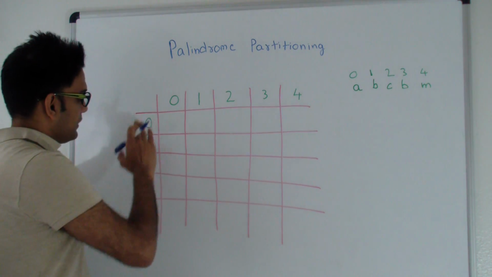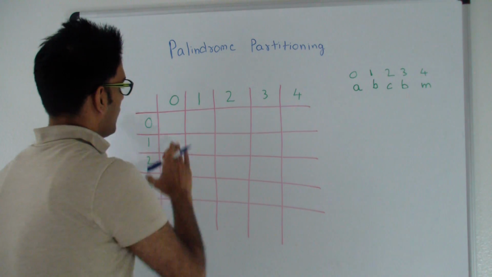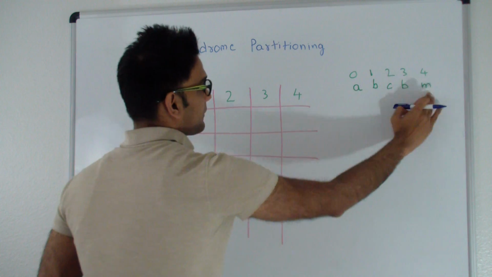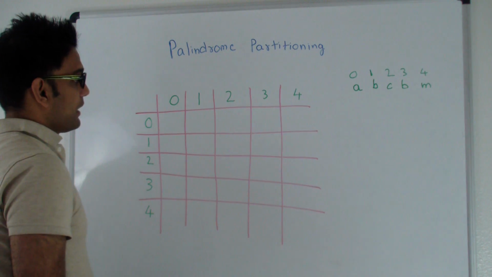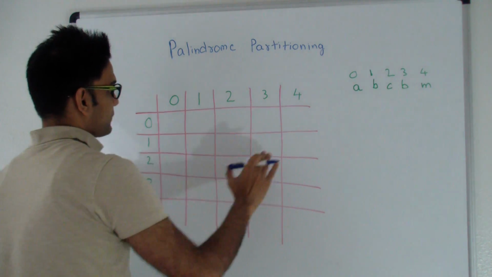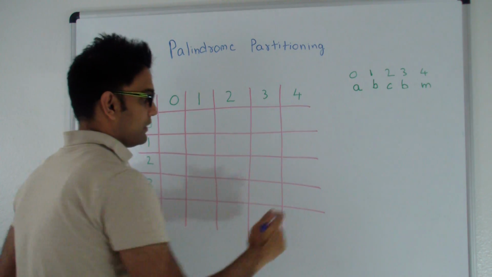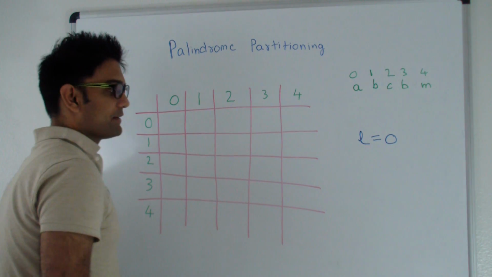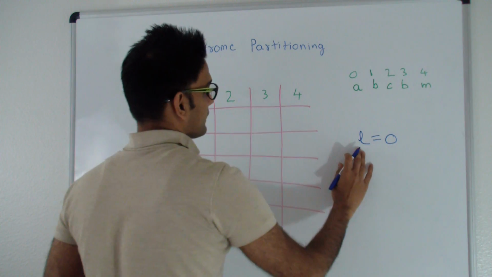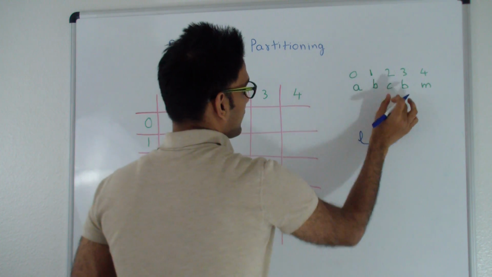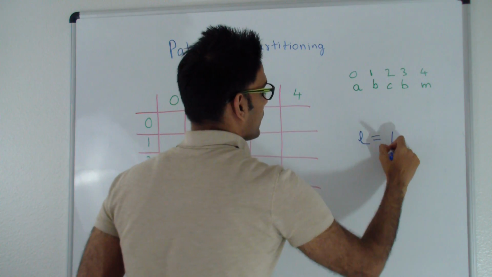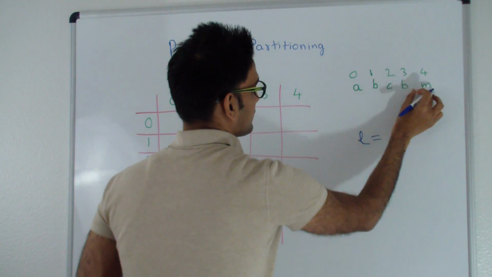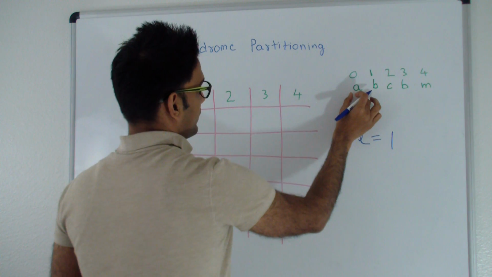So I have a two-dimensional matrix of size 5 cross 5 because 5 is the length of our string, and I'll start filling up this matrix, and here we'll have the final result. So let's start with L is equal to 1. When L is equal to 1, it means that I'm just looking at one character at a time in the string. So here I'm just looking at 0, 0.